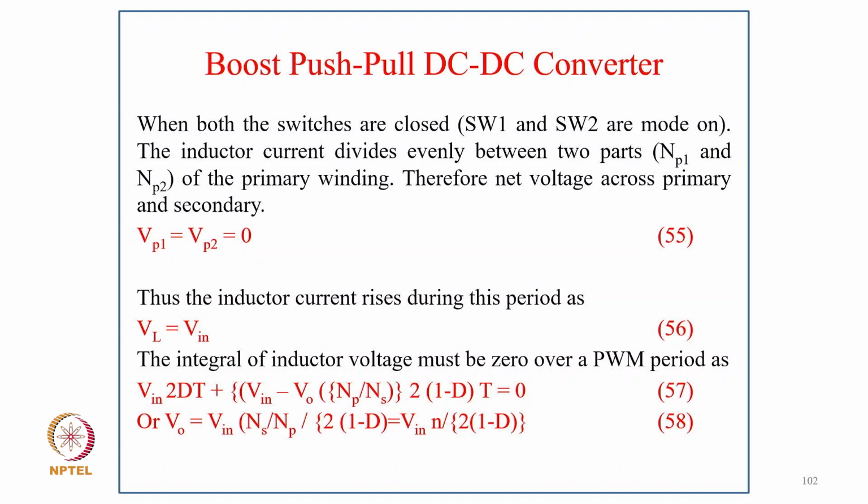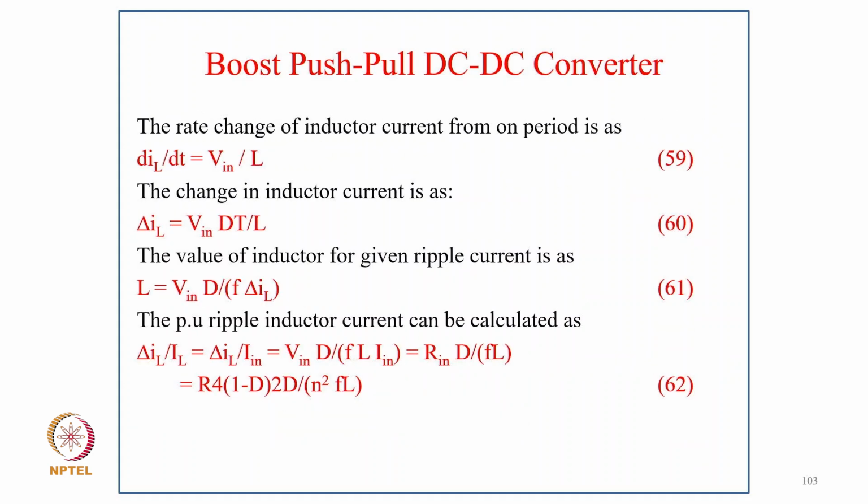So the integral of inductor voltage must be 0: Vin D T over 2 plus (Vin minus VO Np upon Ns) over 2 into (1 minus D) T equal to 0. So VO equals Vin, Np upon Ns divided by 2 in bracket (1 minus D), equal to Vin n upon 2 divided by (1 minus D). So the rate of change of the inductor current in the on period is dIL upon dt equal to Vin upon L, and the change in inductor current is delta IL equal to Vin dt upon L, and the value of inductor for a given ripple is L equal to Vin D upon F delta IL.